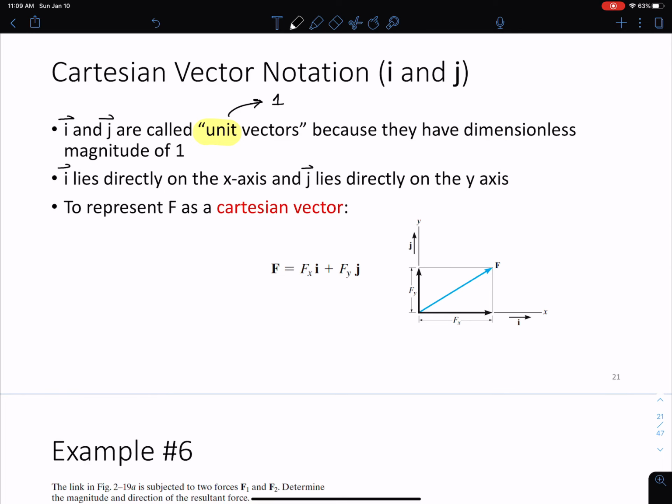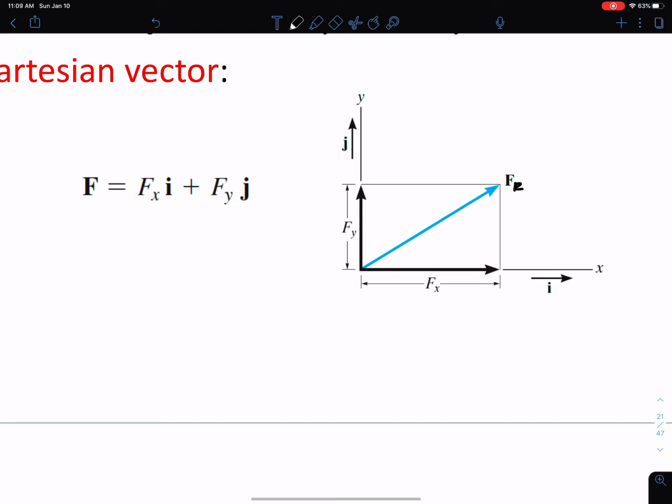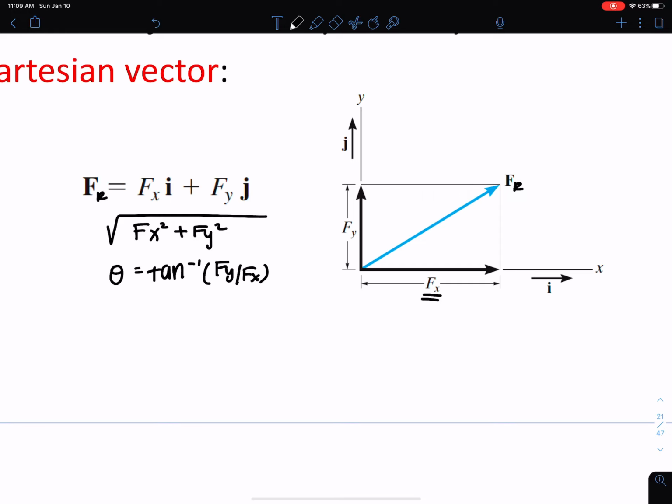So to represent F as a Cartesian vector, all we have to do, so this is, remember, our resultant force, Fr, same thing, right? All we have to do is take the Fx in the i direction and the Fy in the j direction. And this actually specifies magnitude and direction at this point, right? Again, if we want to separate this into magnitude and direction, we can do this, and get everything we needed.